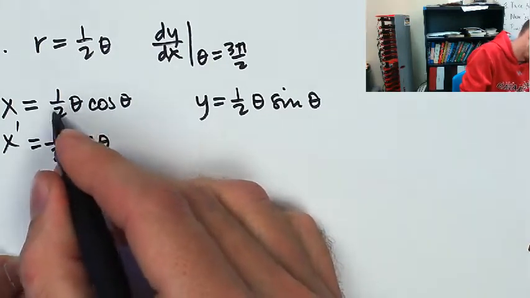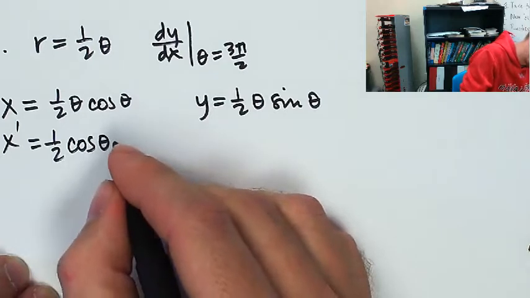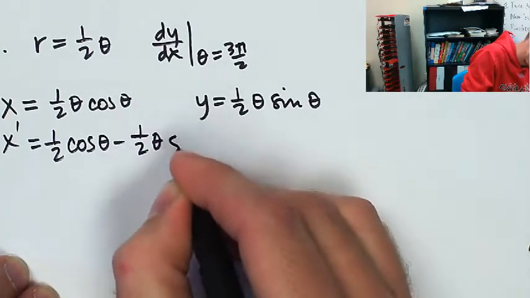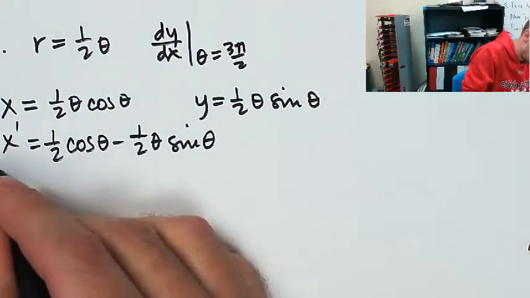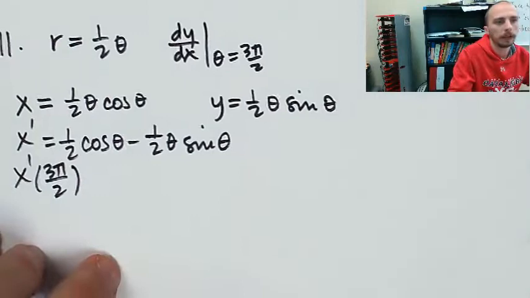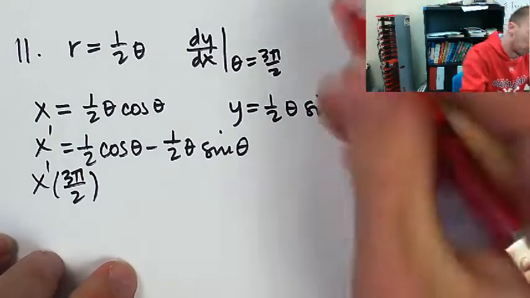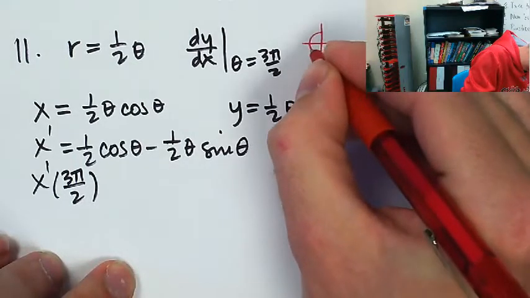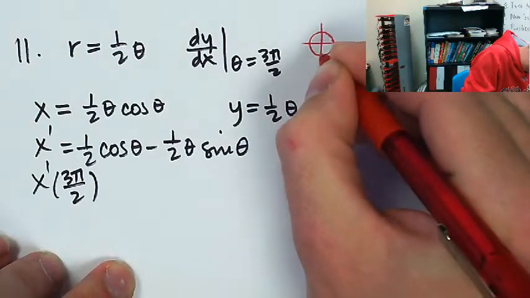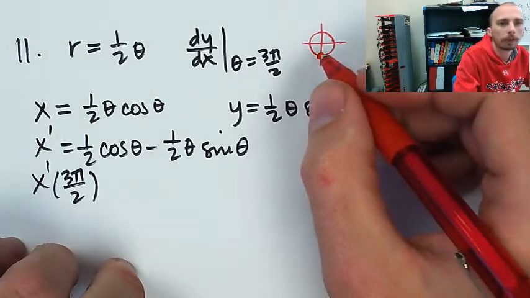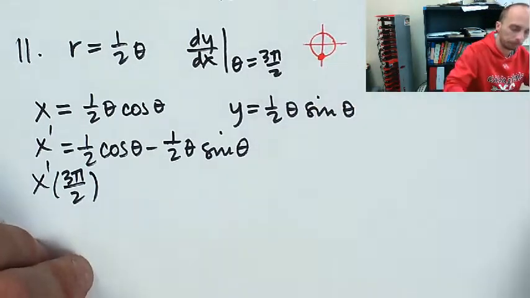Then I'm going to add in, leaving 1/2 theta the same, taking the derivative of cosine theta with respect to theta, and that's negative sine theta, so I'm leaving that the same. Okay, and then I'm going to plug in 3 pi over 2. At the point where theta is 3 pi over 2, we are down at the bottom of the unit circle. And that's where sine is -1 and cosine is 0.